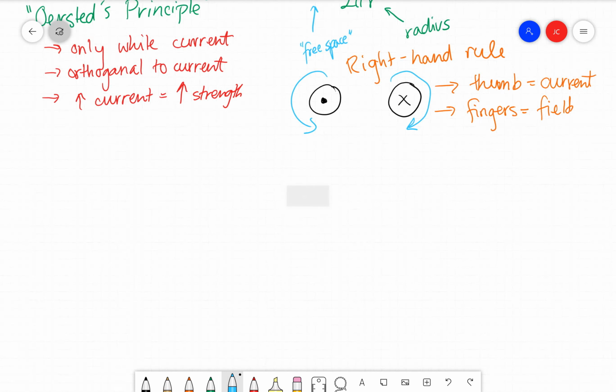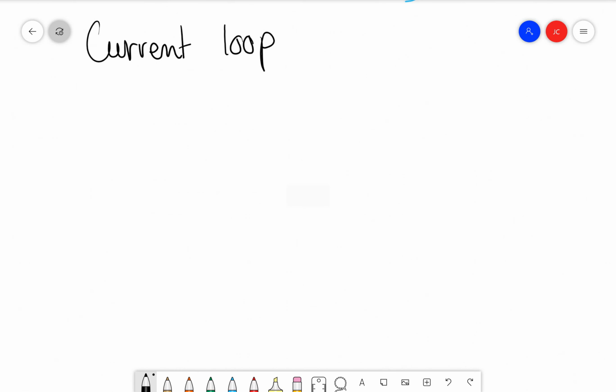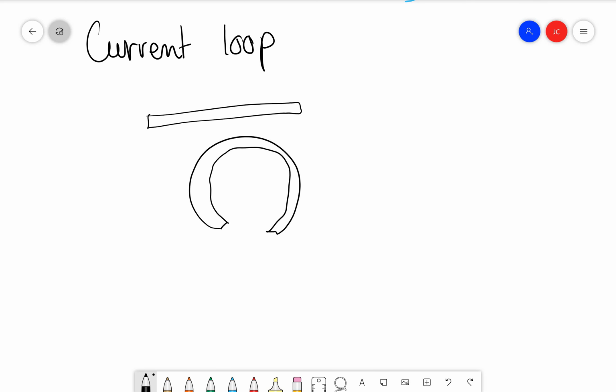Okay, the next type of magnet we're dealing with is something called a current loop. And a current loop is basically a straight conductor that got bent. Here's a straight conductor, here's a current loop. It's just a loop of a straight conductor. Because of that, it follows almost the same rules. It has the same right-hand rule, and it does make the same concentric circles around it for fields. The only difference is its formula is slightly different.